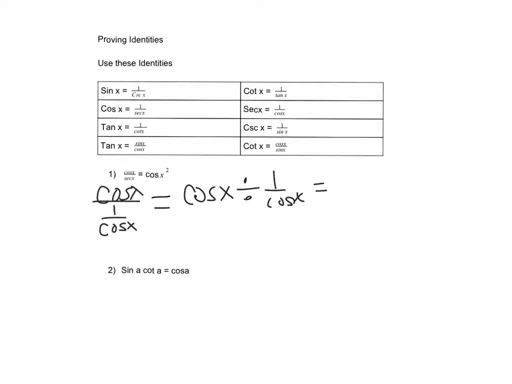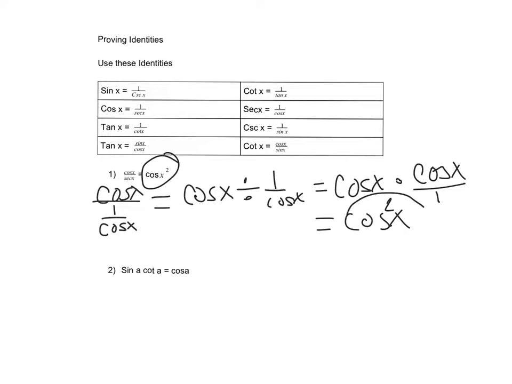Okay, and we know that that's the same as keep, change, flip. So I go cosine x, change it to multiplication, and then flip the second one to be cosine x over 1. Okay, when I do that, I end up with cos x squared, which is what I wanted to have in the beginning. So this is what I was trying to get to, and that is what I got to. So check.